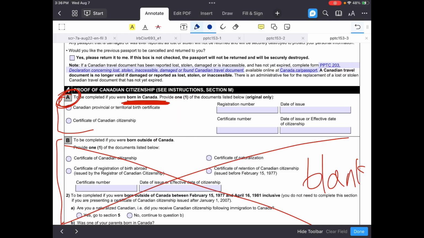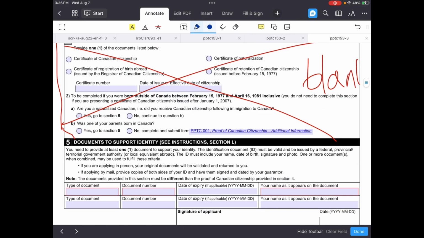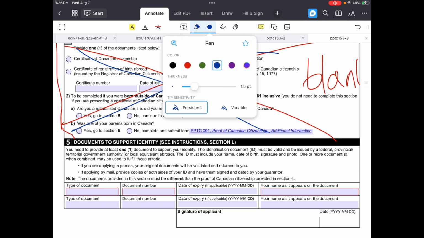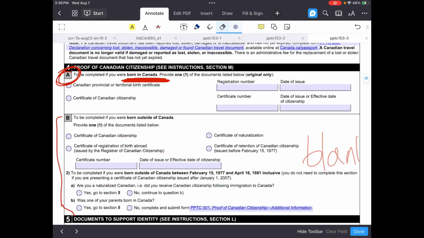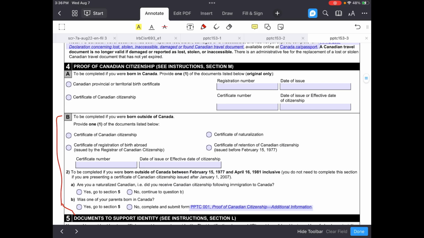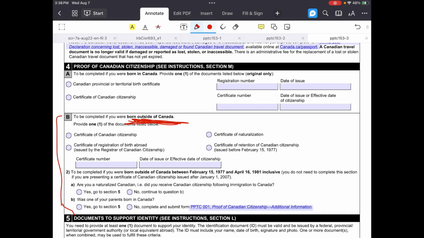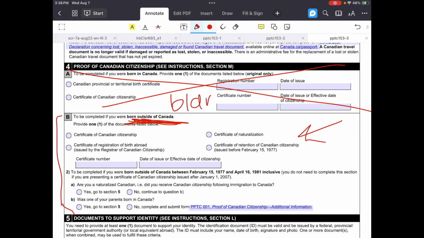You leave this blank, and then after that you move on to section 5. Now, if you were born outside Canada, then you must fill out section B. You ignore this part, you leave this part blank. You don't answer any of the questions. You don't pick any of these options. Leave everything blank. Ignore it. You start answering these questions, and then you move on to section 5.